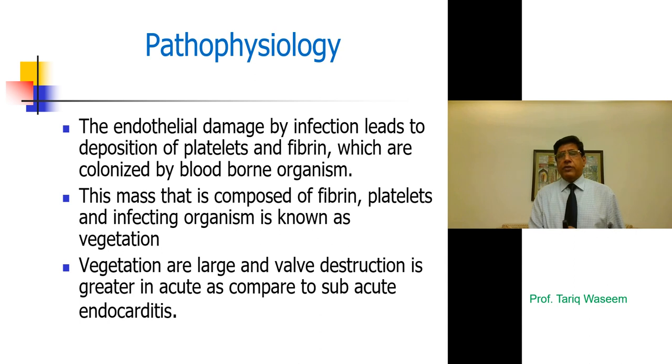Now, the endothelial damage by infection then leads to deposition of platelet and fibrin, which are colonized by blood-borne organisms, and this mass, which is composed of fibrin, platelets, and infective organisms, is what is called vegetation. Vegetations can be very small, and they may be large, and the inflammatory process sets in there. This leads on to further ongoing damage to that valve, and if it is incompetent, it may become more and more incompetent, and further malfunction starts taking place.